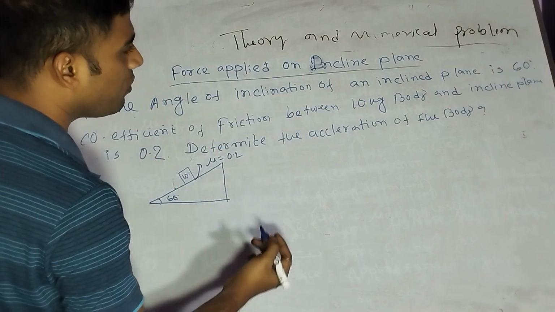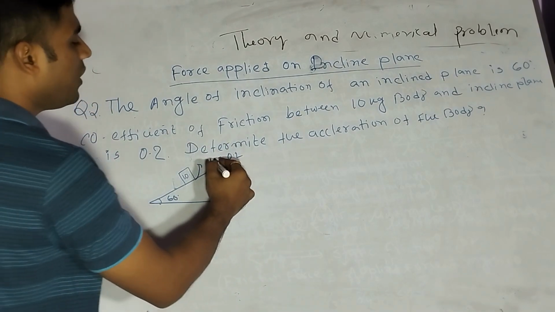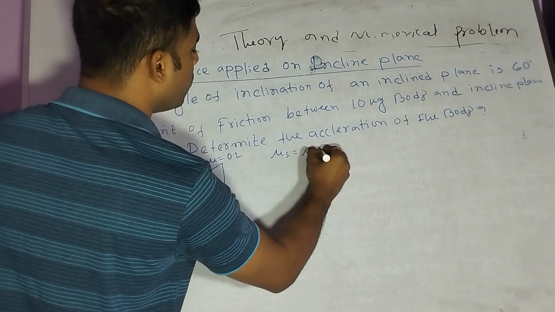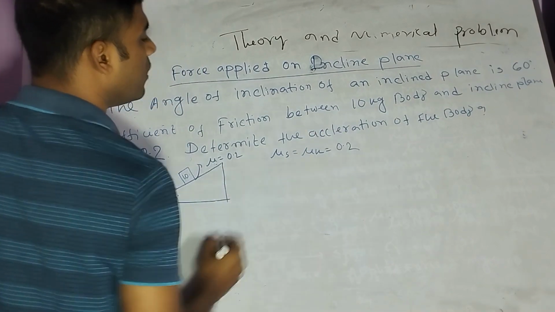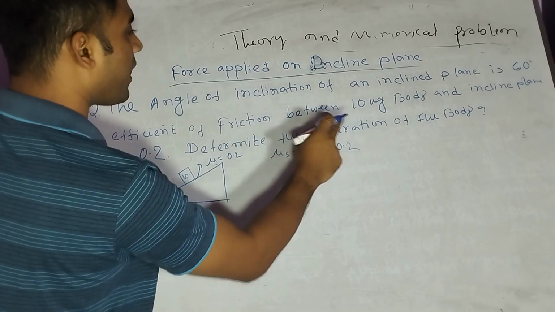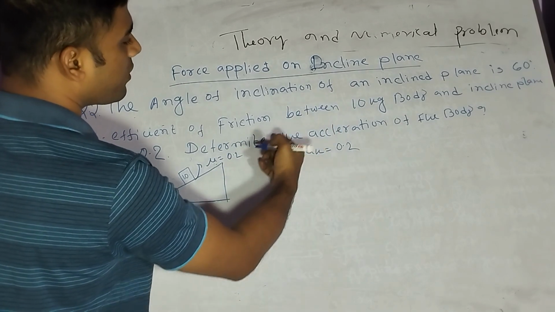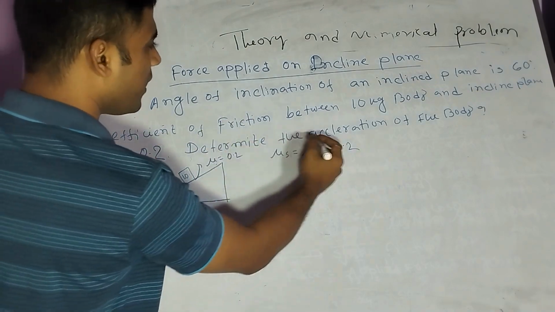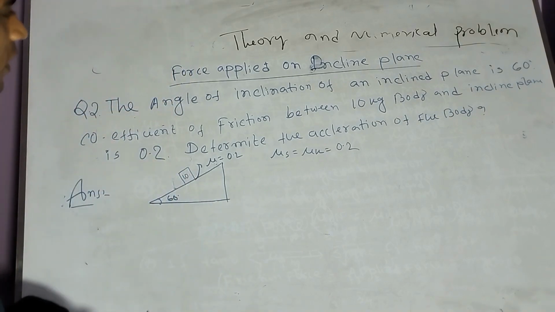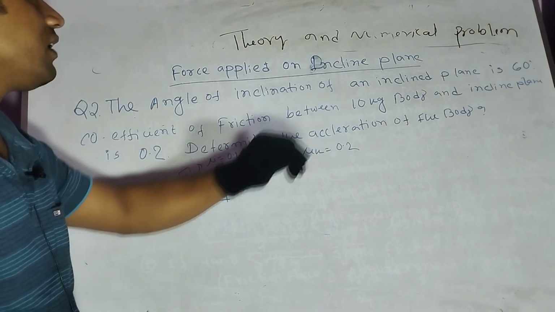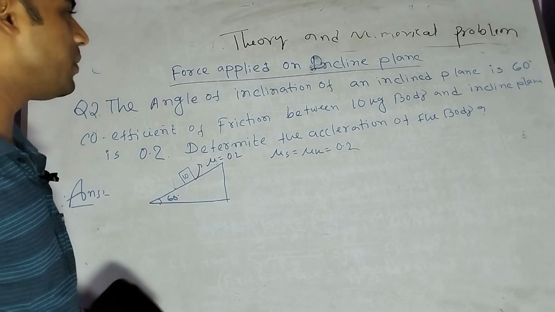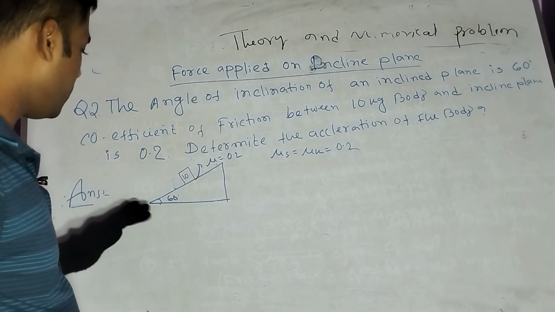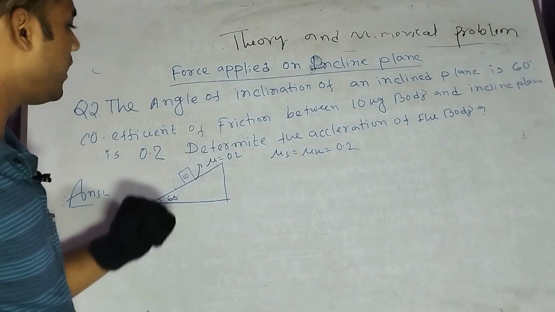Mu can be applied as mu s and mu k, they are the same. Mu is given, that means normal coefficient of friction, that means mu s is equal to mu k, both values are 0.2. Then determine the acceleration of the body. When the body moves, then acceleration can occur, so this friction is kinetic friction. Acceleration of the body means the body moves down, slipping downward, that means kinetic friction.